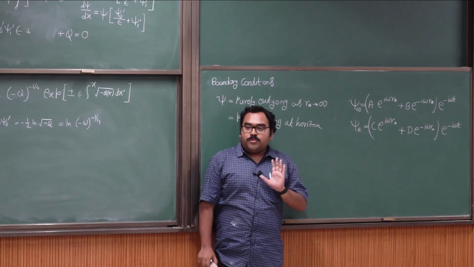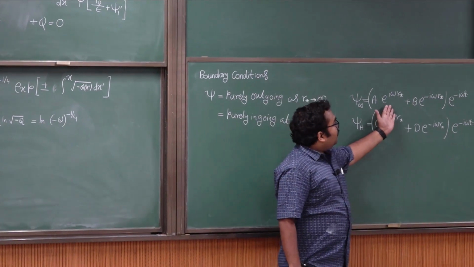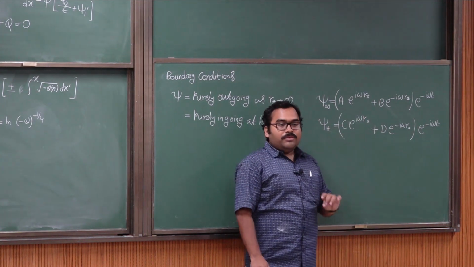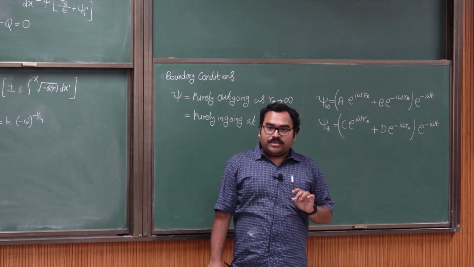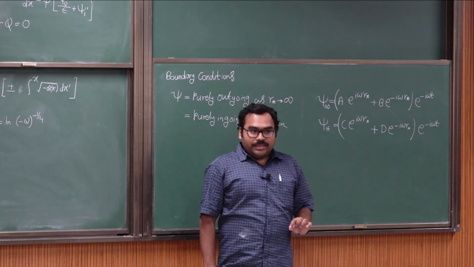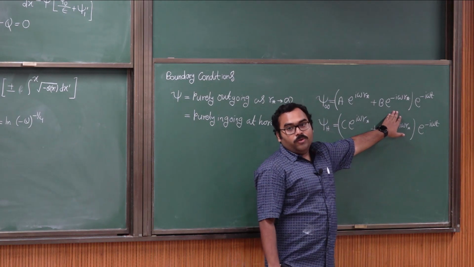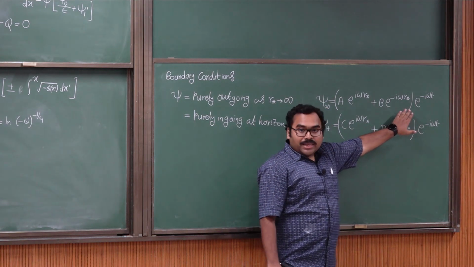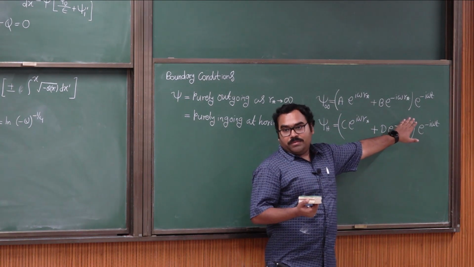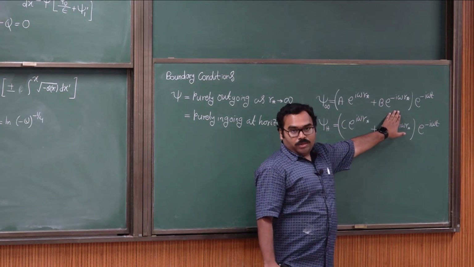When a wave propagates, what remains constant is its phase. So what is the phase in the first case? T minus R star, correct? Now if T minus R star has to remain constant, then as T increases, R star should also increase. That means this is the outgoing mode, and this is the ingoing mode, because its phase is T plus R star. As T increases, R star has to decrease in order to keep T plus R star constant. So this is my outgoing mode, this is my ingoing mode.